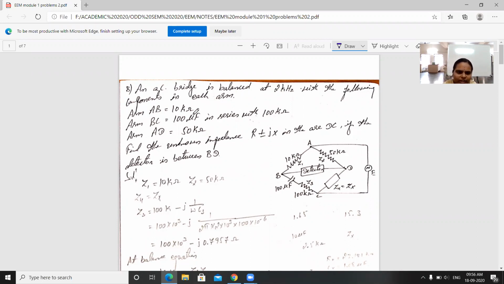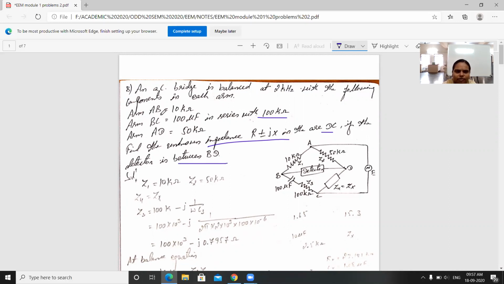Arm AB is of 10 kilo ohms, BC is of 100 microfarads in series with the 10 kilo ohm, that is the resistance, and then arm AD is consisting of 50 kilo ohms. Find the unknown impedance, that is R plus or minus JX, in the arm of ADC if the detector is between BD.